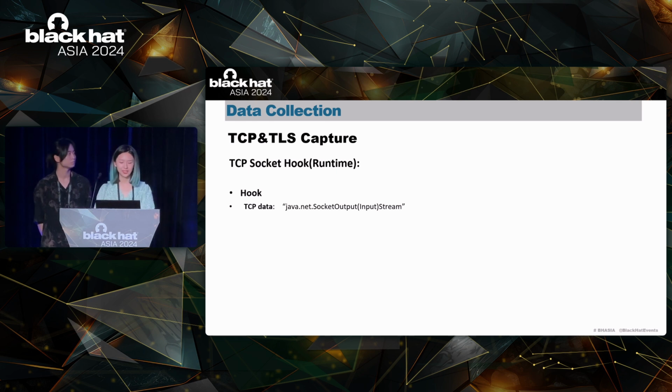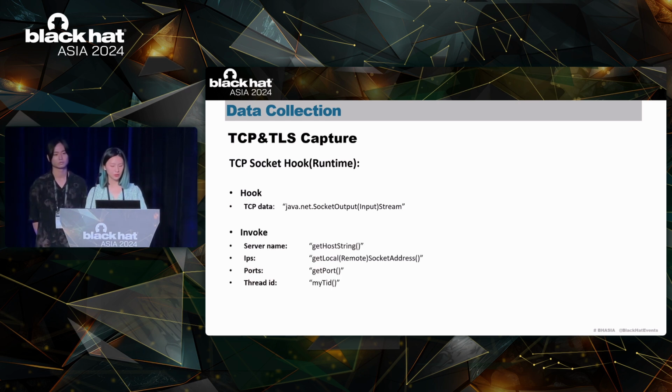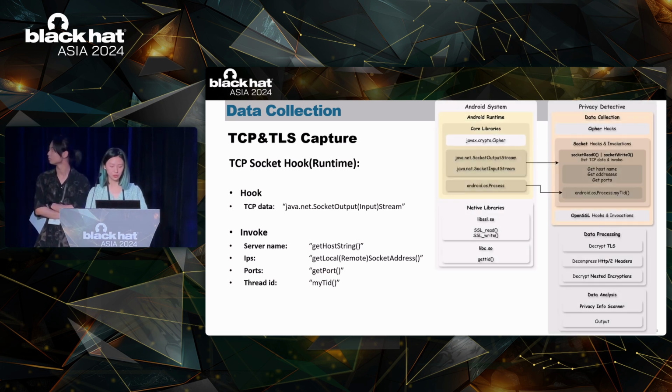So first, data collection. In order to get the whole TCP traffic data, we hook the socket output and input stream at java.net in Android runtime. Then, we invoke the following methods to get the TCP information, like IPs and ports, shown here. As we show on the right, you can see how the data flows from Android runtime, indicated by the yellow block, to our tool, which is shown in orange. Great. Please note that we get the thread ID from Android OS here. Right? Okay.